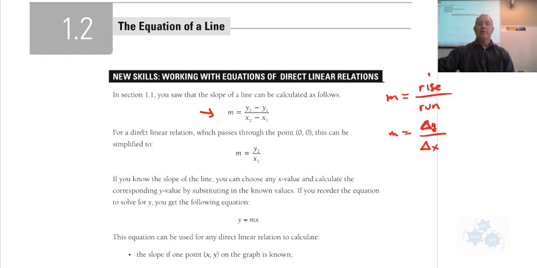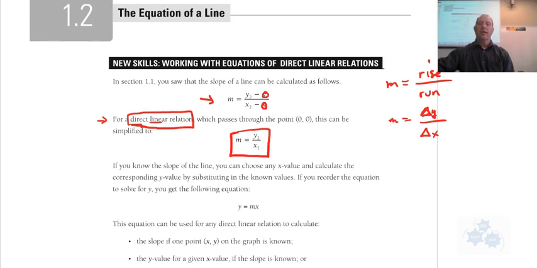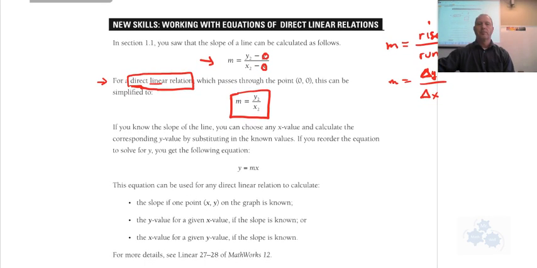Now, here's the second part. If the linear relation is direct, that means that it goes through 0, 0. That means that this point would be 0, this value is 0, and this value is 0. So you see how if those are both 0, the slope is really just y divided by x. So this is really important for direct linear relations. The slope is just the y value divided by the x value. That's kind of handy. So if you know it goes through 0, 0, that's the equation for the slope.